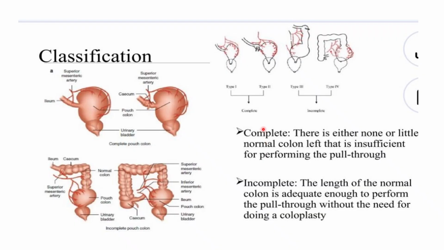It can be complete in type 1 and type 2, in which there is either none or little normal colon left, insufficient for performing the pull-through. In type 3 and 4 it is called incomplete, as the length of normal colon is adequate enough to perform the pull-through without the need for doing a coloplasty.